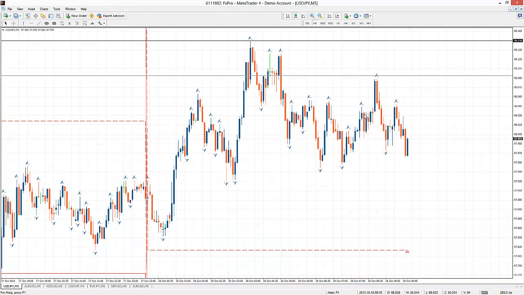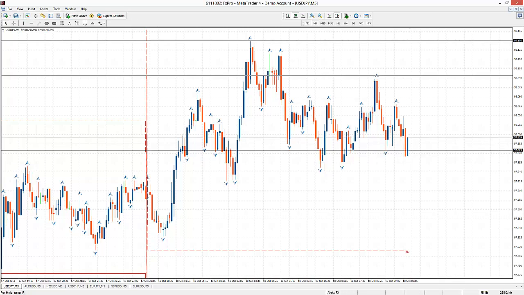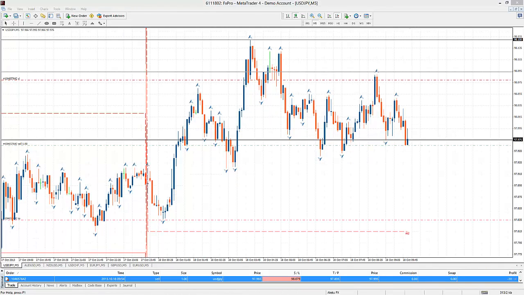On the 5-minute chart, we've had this move up. It's broken the up fractal, and then we're looking for a sell on the break of a down fractal, which happens right over here. So you see this down fractal, price has just taken us in on the short side, and here's the working order.